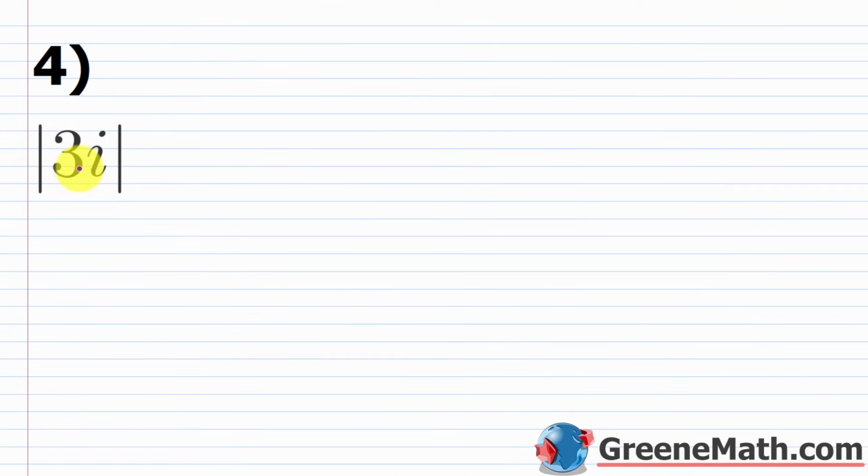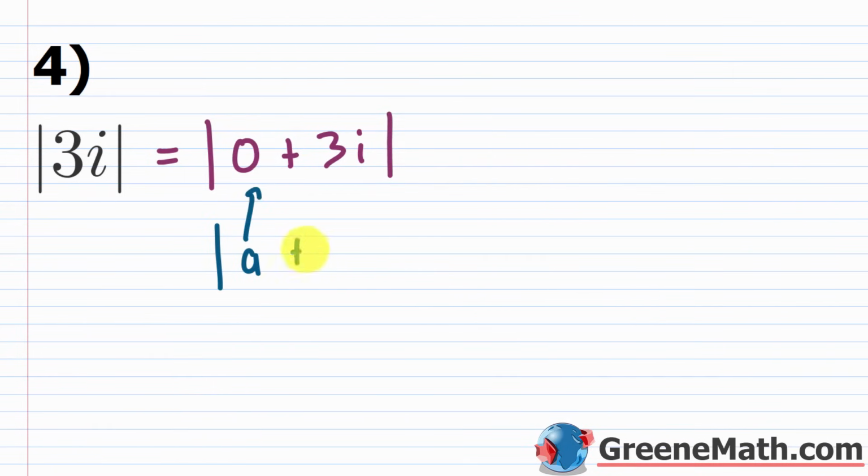So here we have the absolute value of 3i. So let's say that this is equal to the absolute value of, I'm going to write this as 0 plus 3i like this, just to make it crystal clear that, again, the a here is 0, and then your b here is going to be 3, right? So this is the square root of a squared plus b squared.